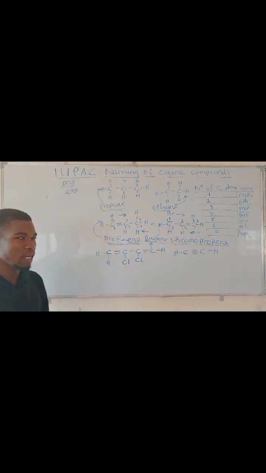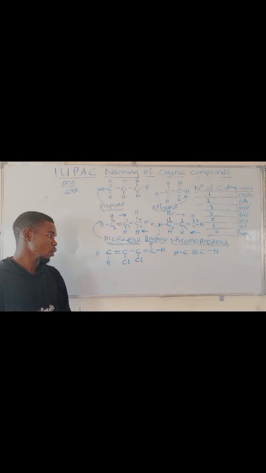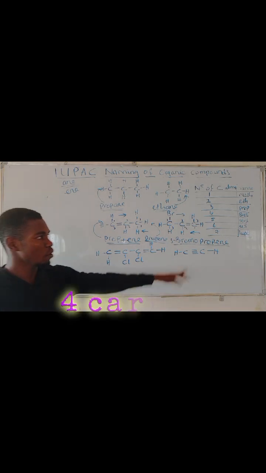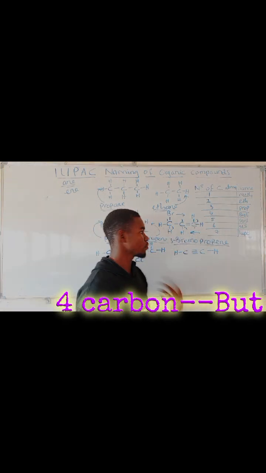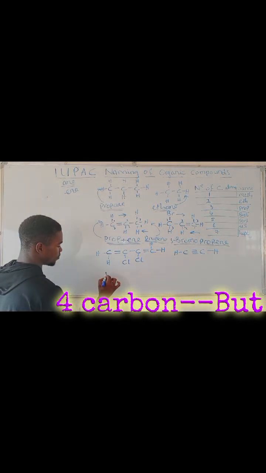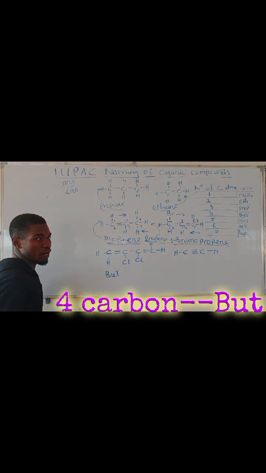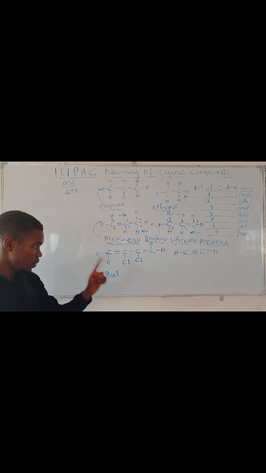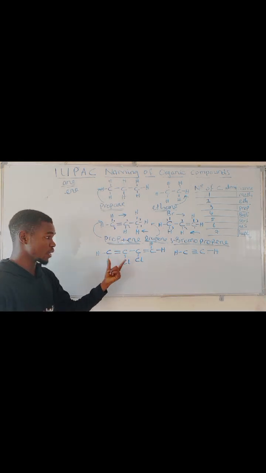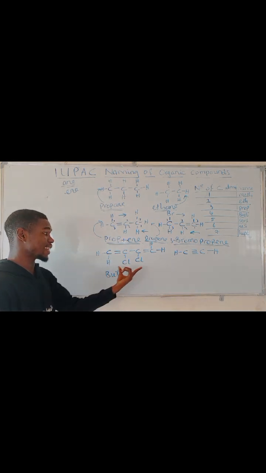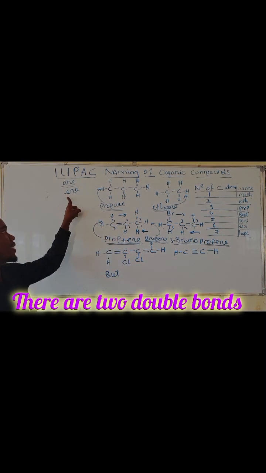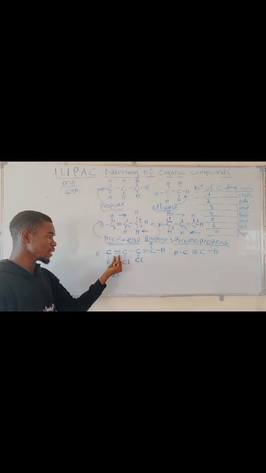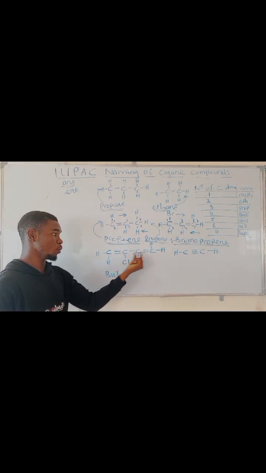First of all, guys, we count the longest continuous carbon chain. We have 1, 2, 3, 4. We have 4 carbon atoms, right? So 4 means the name will start with but, right? Good. Now, guys, do you see that there's a double bond, right? So this becomes a butene. This is an alkene, means the name must end in E-N-E, right? But do you see that there are 2 double bonds?